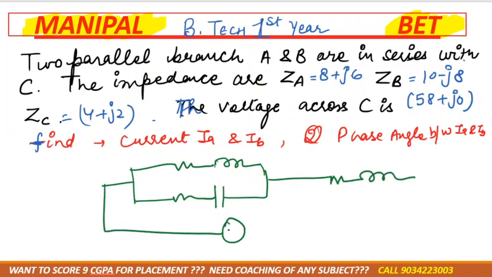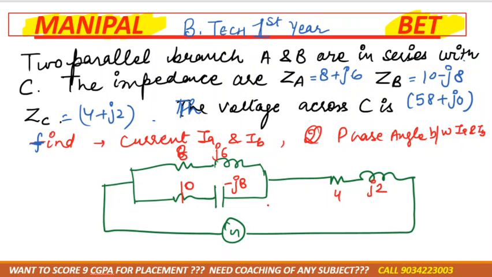If it is positive, then it would be an inductor. If it is negative, then it is a capacitor, right? So it would be 8 plus j6, 10 minus j8, 4 plus j2. And they said the voltage across C, meaning across this one, is 58 plus j0. Now you need to calculate IA, IB and the angle of IA and IB.